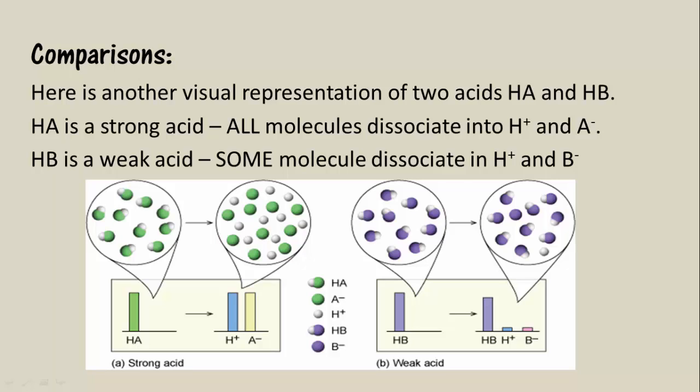HA is a strong acid. All molecules dissociate into H+ ions and A- anions. HB is a weak acid. Some molecules dissociate into H+ ions and B- anions. You should pause the video at this point and study this diagram, as it relates to particle pictures with a simple bar chart showing the relative concentrations of the species in solution. Make a note onto your whiz sheet of what you interpret from these diagrams.